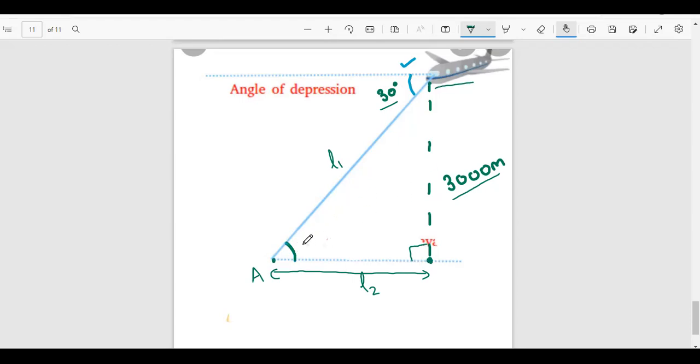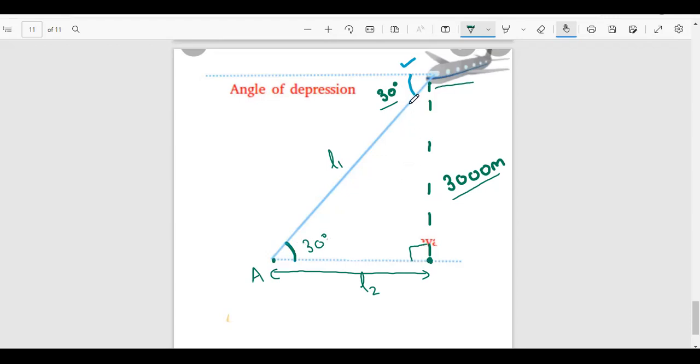This would be 30. Very good. Because we know that the angle of depression is the same as the angle of elevation. If not that way, then you can understand it this way. We have two parallel lines being cut by a transversal, so these two angles would be the same.